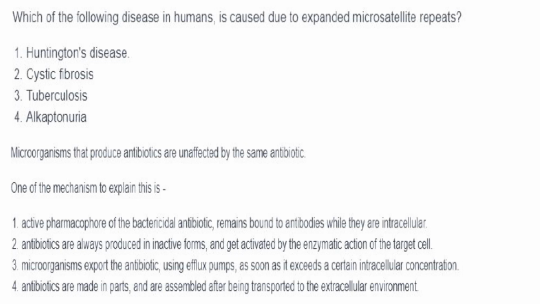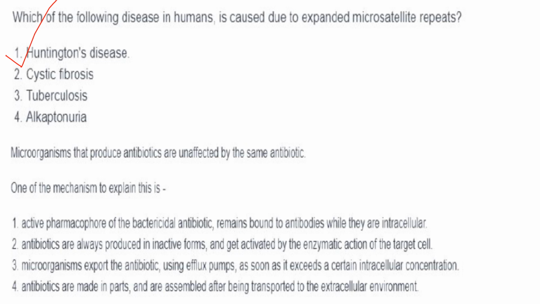Which of the following diseases in humans is caused by expanded microsatellite repeat? It is Huntington disease. It is for the CAG repeats. They are repeated more than the normal, and that will result in Huntington disease. Cystic fibrosis is a genetic mutation in the cystic fibrosis transmembrane conductance regulator, CFTR.